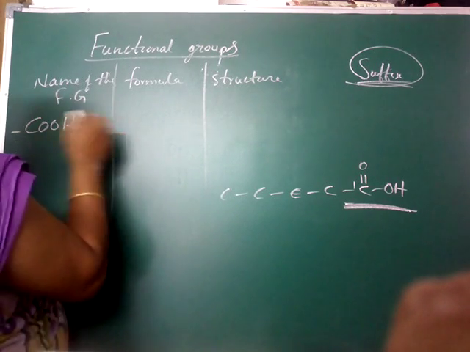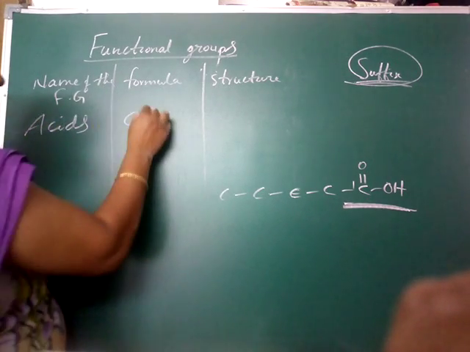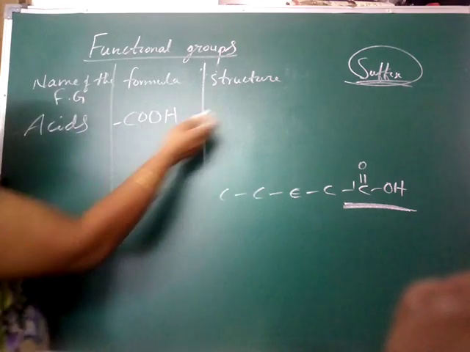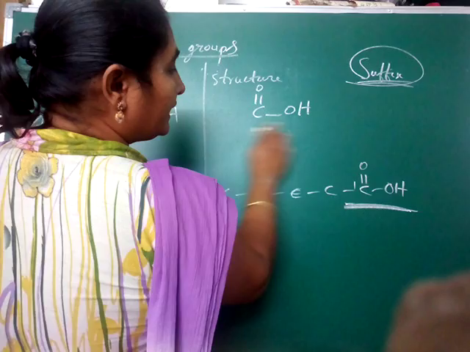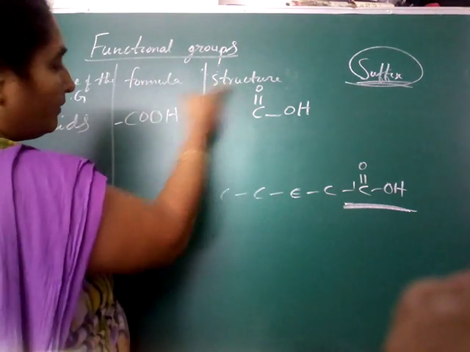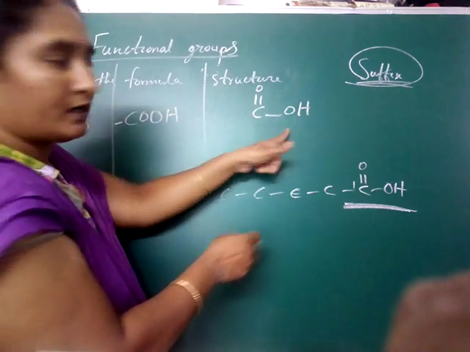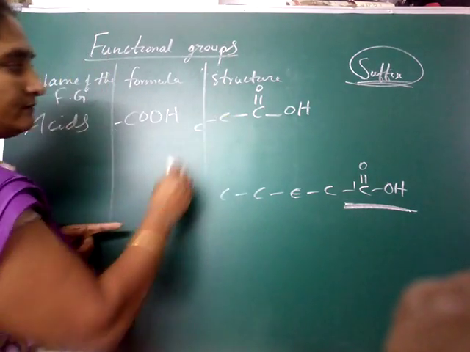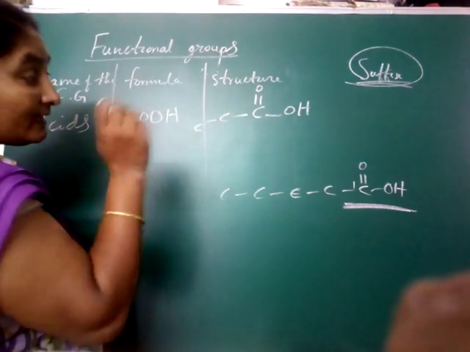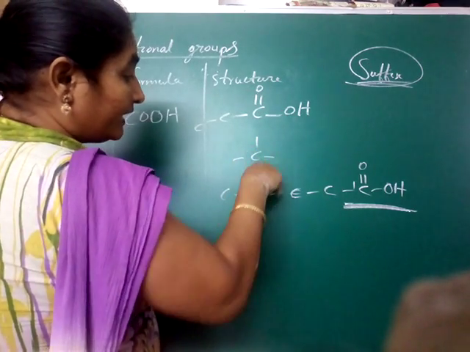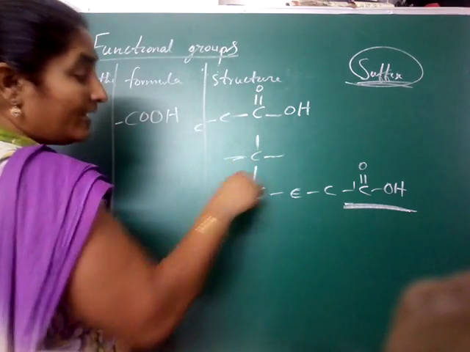COOH is the acids. Name is acids and formula is COOH. The structure is C double bond O, OH. Don't get confused here. One O is in the form of a double bond, and the other OH is in a single bond. The remaining carbons will be on this side, this is the carbon chain, that means an alkyl group is present on the other side. Around the carbon there are only 4 bonds, we know that. 4 bonds will be present around the carbon.